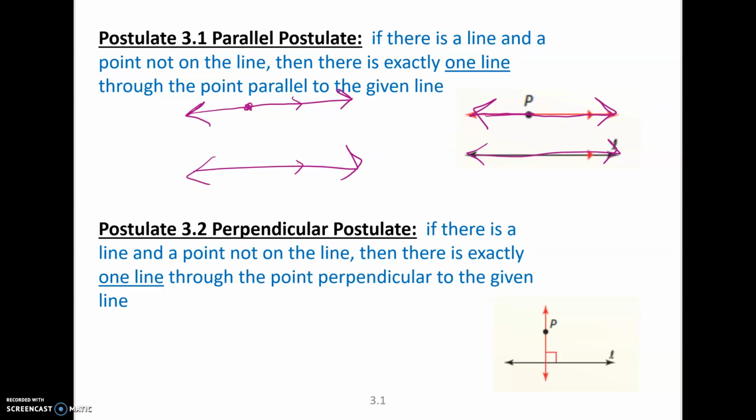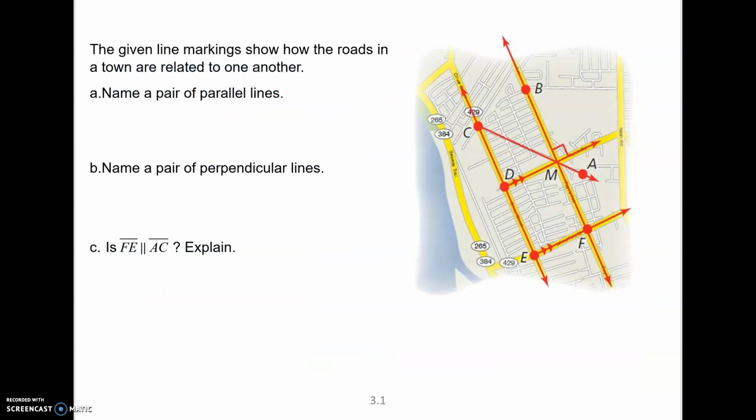Similarly, if there is a line and a point not on that line, so here's my line, here's my point that's not on that line, there's exactly one line that can be drawn that would be perpendicular to my original. So those angles are very important. Only one that can be parallel, only one that can be perpendicular.